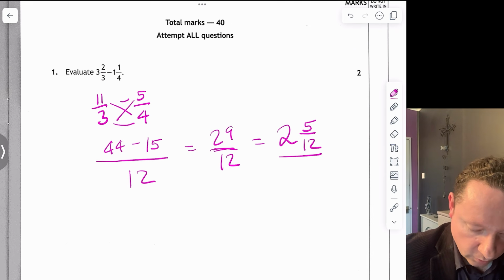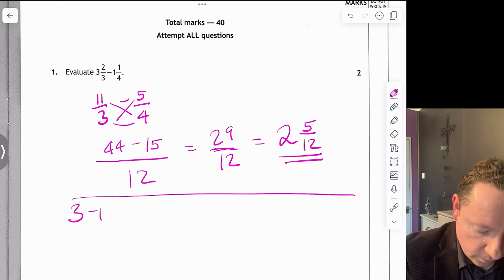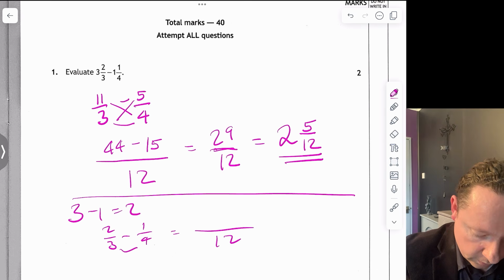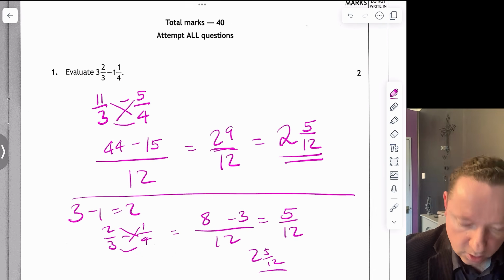2 and 5 12s. I'll do it the other way just to be on the safe side. 3 minus 1 is 2. 2 thirds minus 1/4. Common denominator equals 12. 2 4s is 8. 1 3s is 3. 8 minus 3 is 5 12s, so I get 2 and 5 12s. Exactly the same answer, so we're done there.